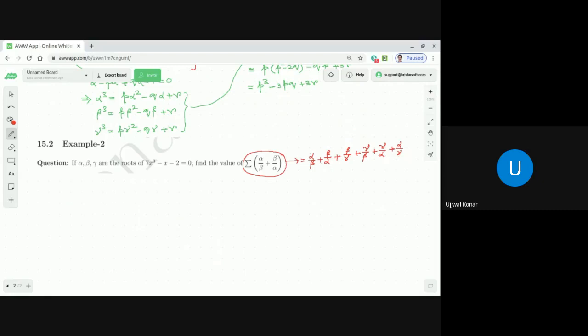Got it? So you need to find the value of this expression, that is alpha by beta plus beta by alpha plus beta by gamma plus gamma by beta plus gamma by alpha plus alpha by gamma, subject to the condition that alpha, beta, gamma are the roots of the equation 7x cube minus x minus 2 equal to 0. So obviously, dear students, one thing is pretty clear: we need to use the relationship between the roots and coefficients, correct or not? I suggest you spend 2 minutes to solve it, and then we'll come back.